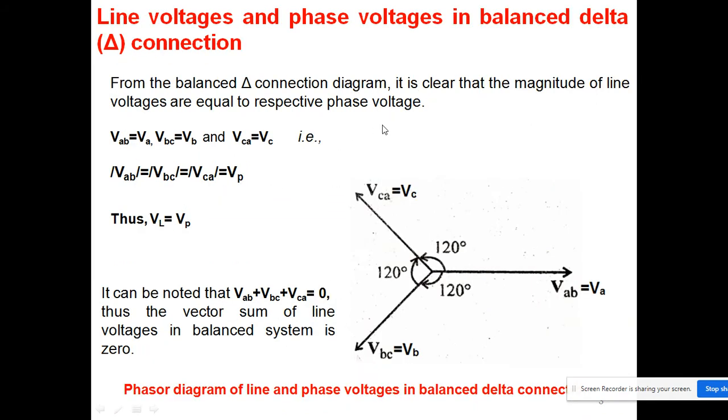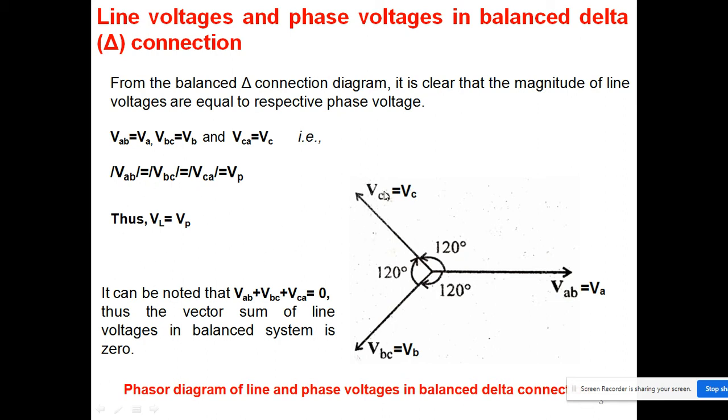So in the balanced connection diagram, we can see the magnitude of the line voltage is equal to the respective phase voltage. So you can say VAB, the line voltage, is equal to the phase voltage. Similarly for the second line and for the third line, the magnitude is equal to the phase voltage. So the conclusion here is that in the balanced delta connection, the phase voltage is equal to the line voltage.